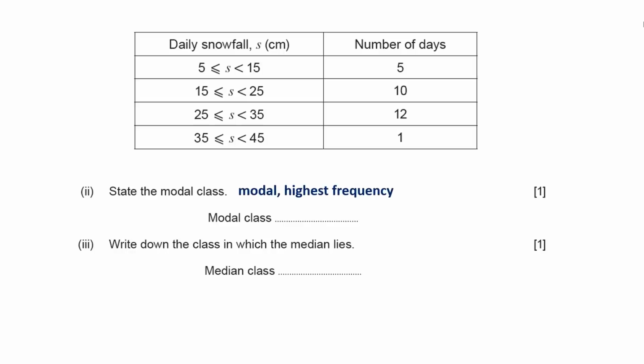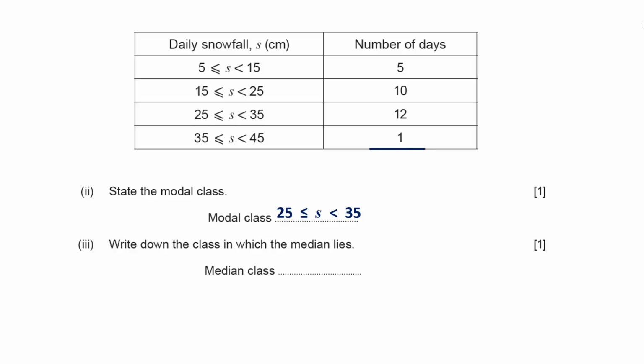State the modal class. Now the mode is the highest frequency. Mode, most often. Which has got the highest frequency? Oh, there we go. That's the highest frequency. So the class is that there, 25 is less than or equal to S, which is less than 35. So that's quite straightforward, and people don't really struggle with that. The next one causes a little bit of grief.